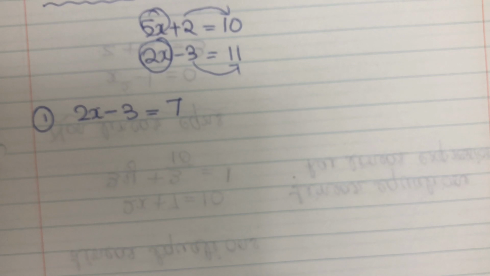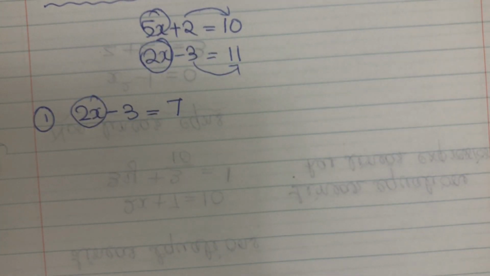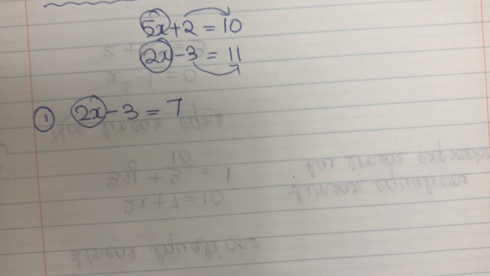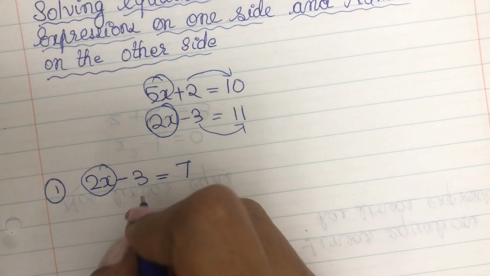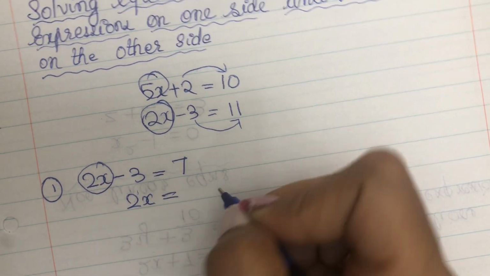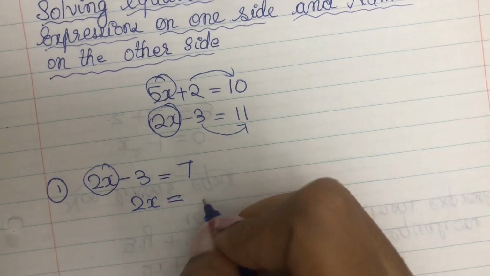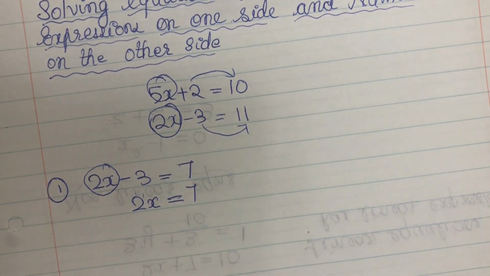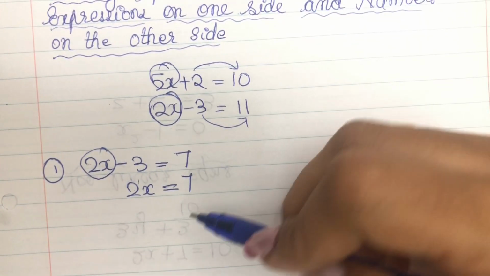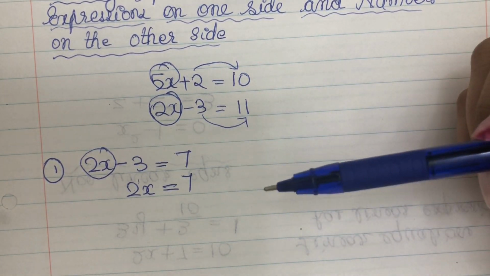So what did I say? I told you to keep the variable part. The variable term is 2x. 2x should be in the LHS and transport all the other terms to the RHS. So I'll keep 2x only here in the LHS is equal to, I'll write whatever I have in the RHS first. I'll have 7 here. Already I have 7 here. And I will transport this minus 3 to the RHS.